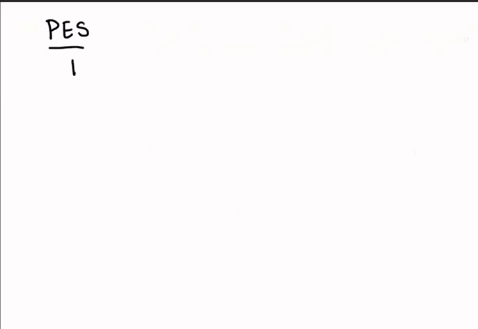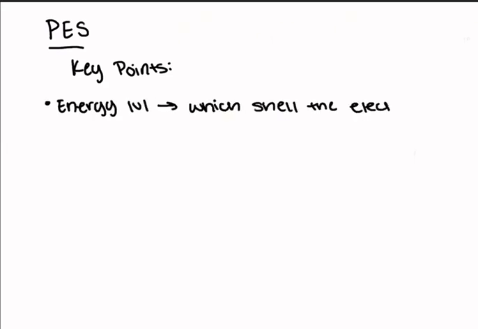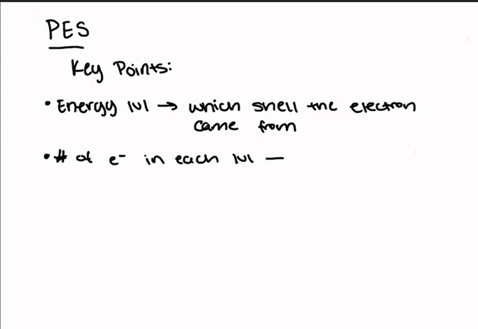These are some key points that photoelectron spectroscopy can tell you. Energy levels: it tells you which shell the electron came from. The number of electrons in each shell is shown by the size of the peaks on the spectrum.